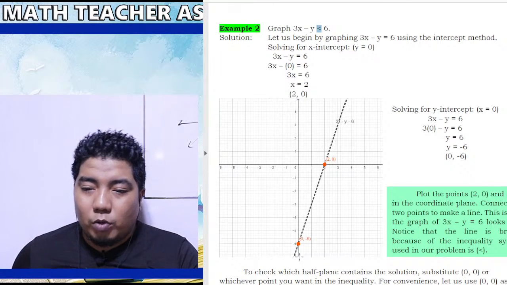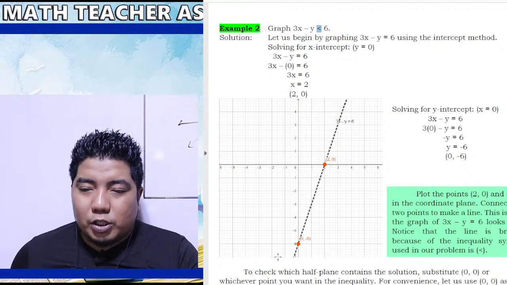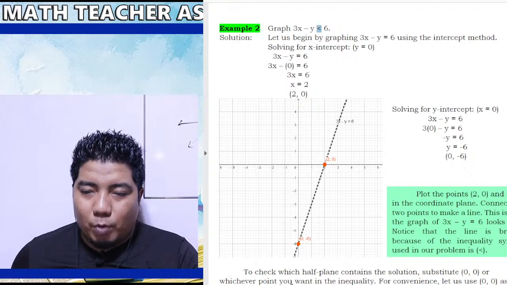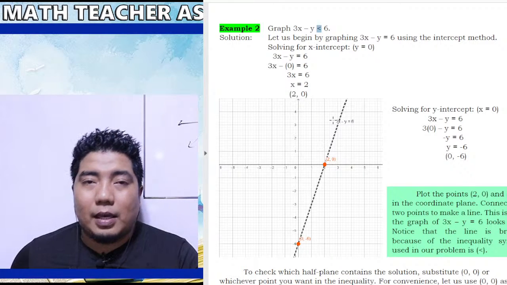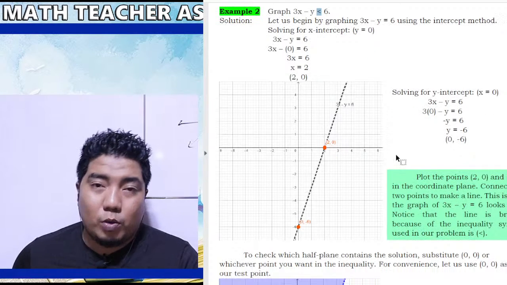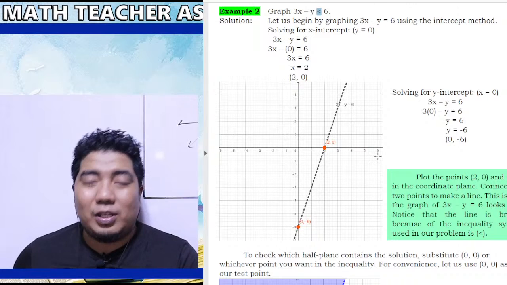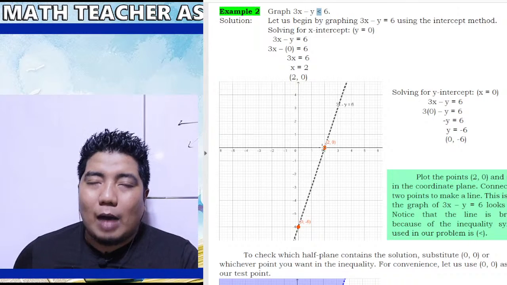So, here is your graph now. Okay? This is your graph, a broken line, and here are your points. The question now is, where will the part of your solution be? Did you answer the problem? Not yet, because you need to shade the solution. So, how do you test this one?